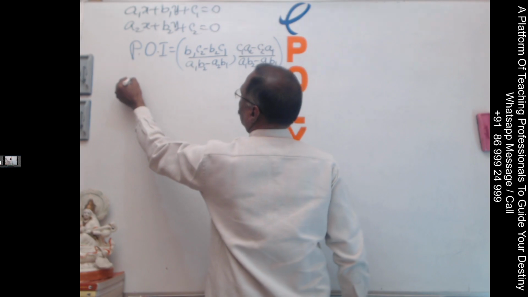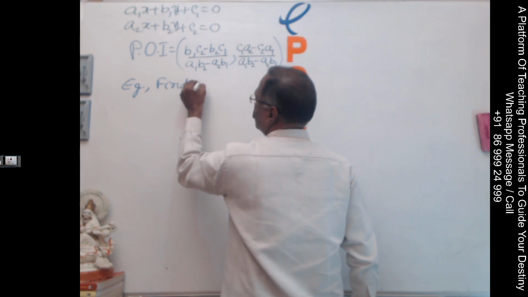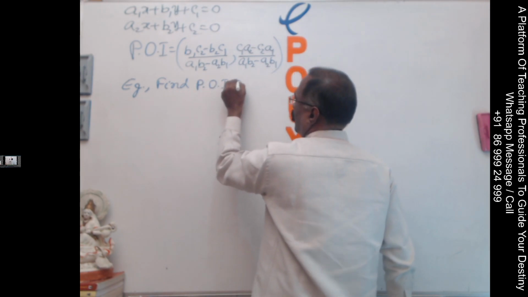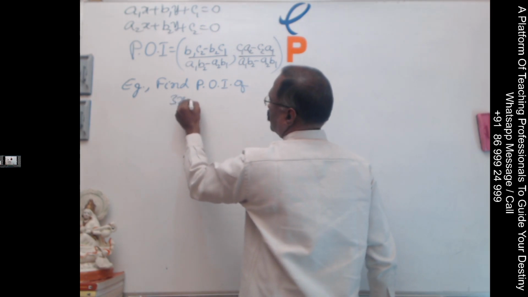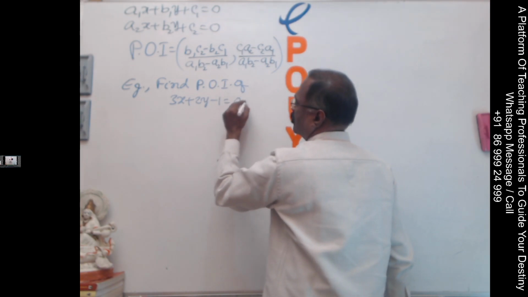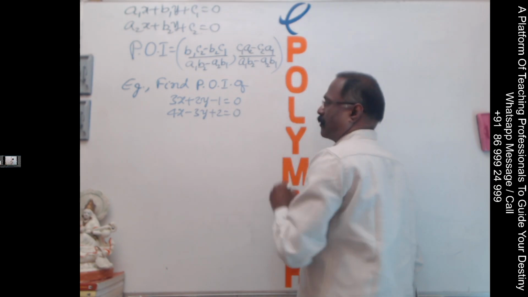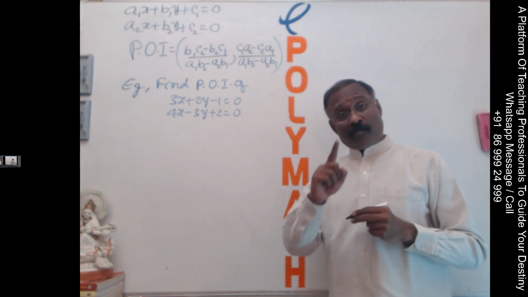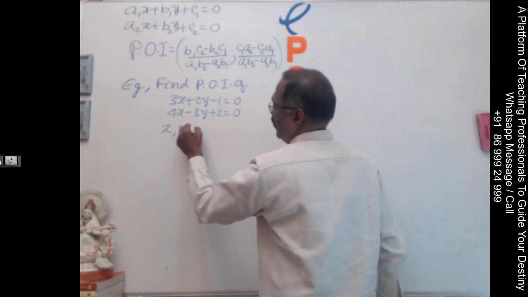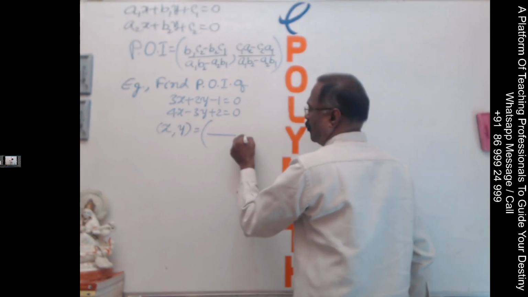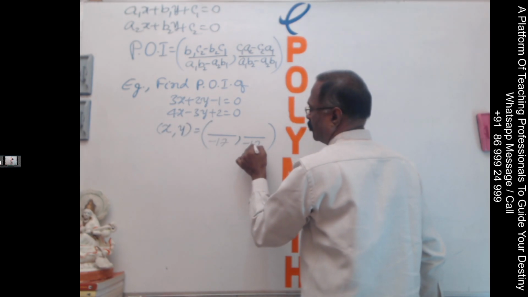So, example: find the point of intersection of 3x plus 2y minus 1 equal to 0 and 4x minus 3y plus 2 equal to 0. See how I write the answer within one step now. The point of intersection is x comma y equal to, within one step I am writing, minus 9, minus 8, minus 17.